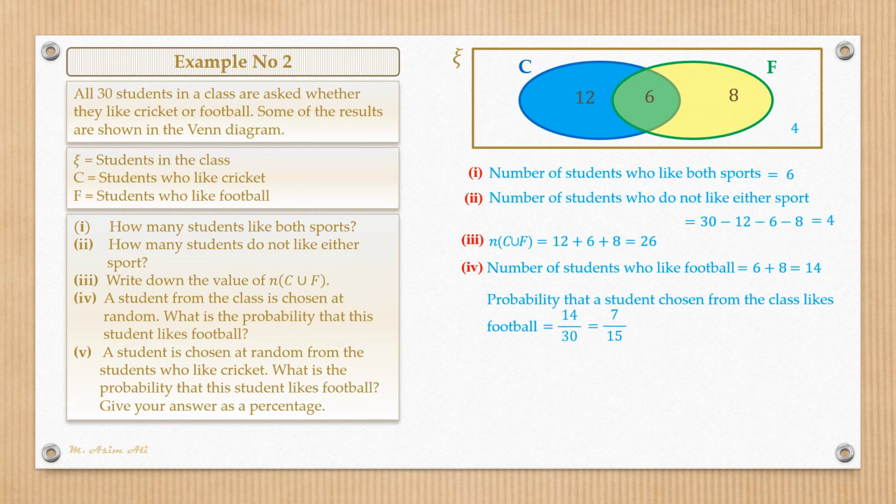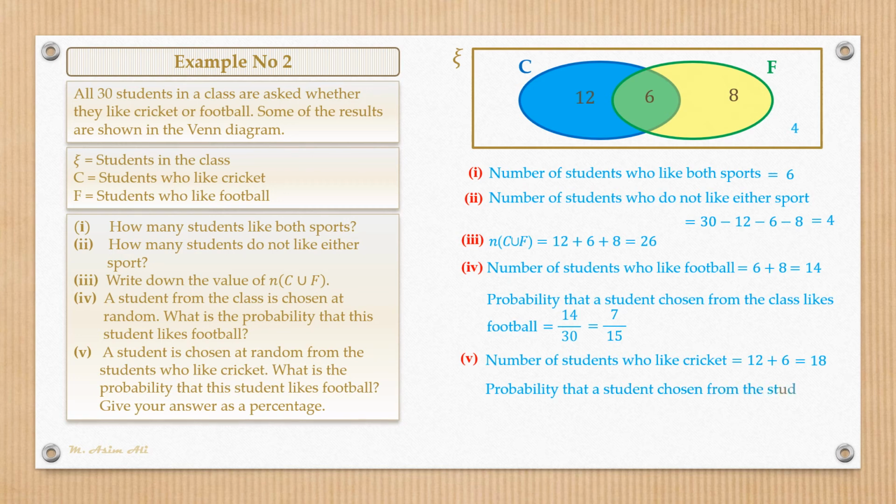So out of these students, we can choose a student who likes cricket only, or we can choose a student who likes cricket and football. But we have to find the probability that the student likes football also. So the number of students who like cricket is 12 plus 6, 18, and out of these cricket students, the number of students who like football is 6.